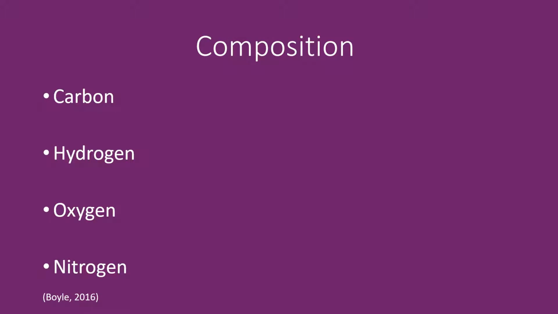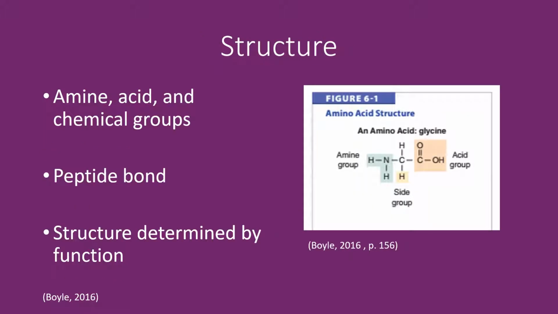The composition of proteins is similar to fats and carbohydrates in that they all consist of carbon, hydrogen, and oxygen. Proteins are different because they are composed of nitrogen. Amino acids make up the structure of protein. An amino acid consists of three components: an amine group, an acid group, and a chemical side group.